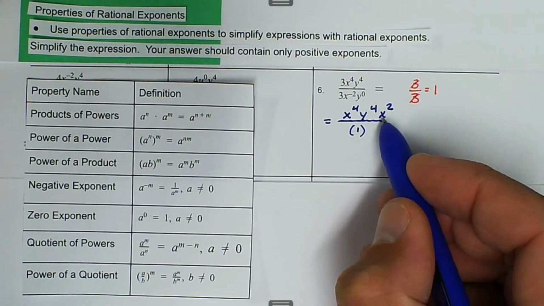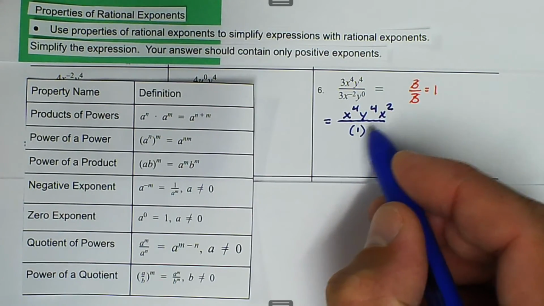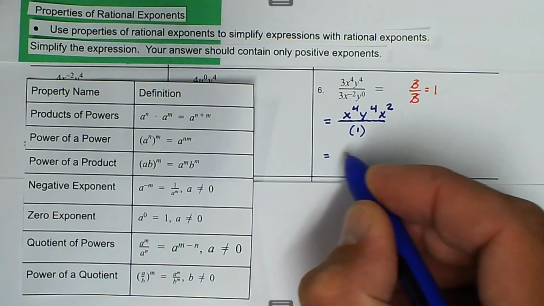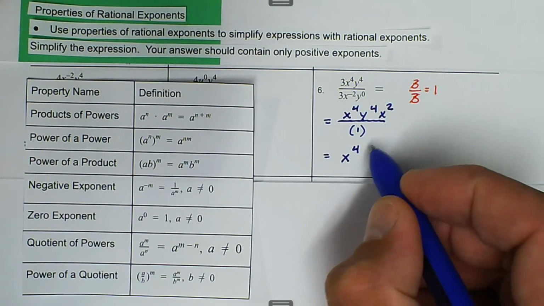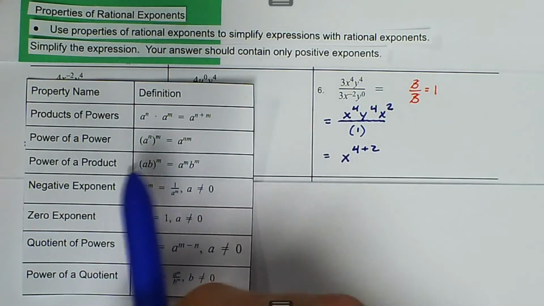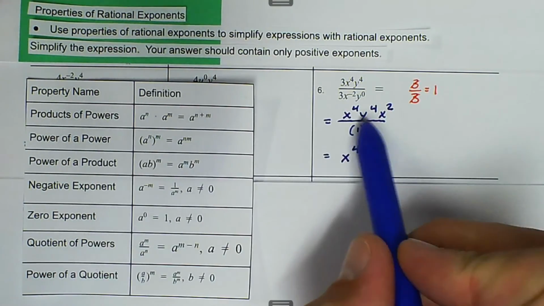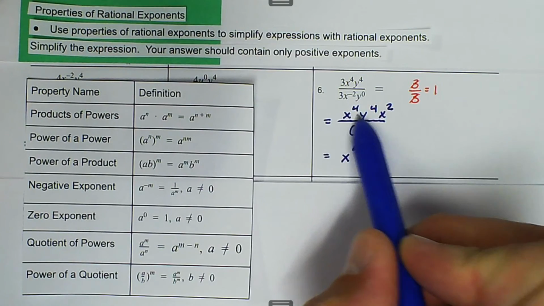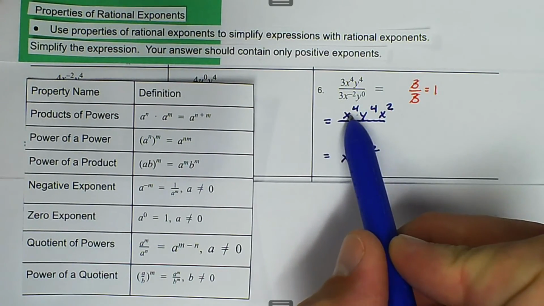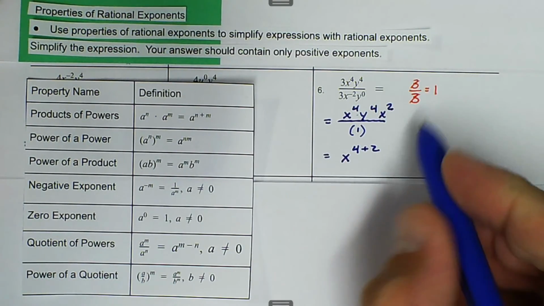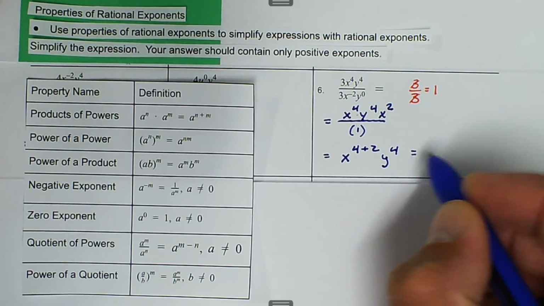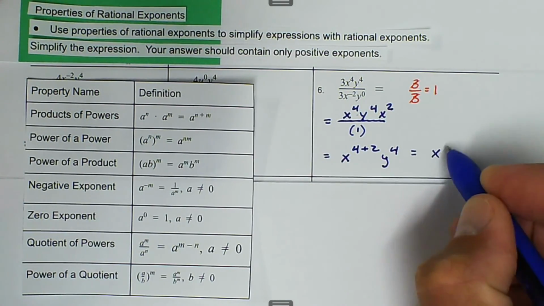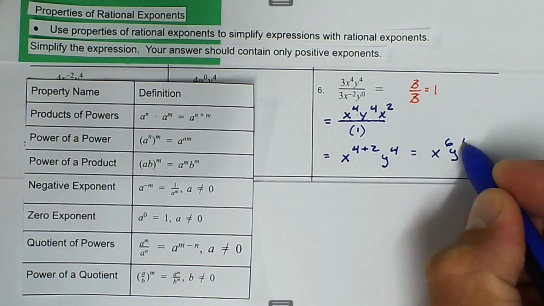Anytime we divide by 1, we don't need to write that down, and so it becomes x to the 4th plus 2. That is the product of powers because we have the multiplication here and the multiplication here. So really we're saying x to the 4th times x squared. And then we're saying times y to the 4th. So that's equal to x to the 6th, y to the 4th.